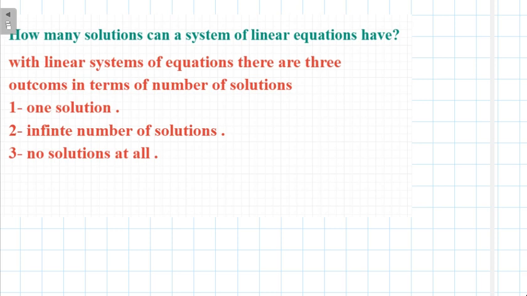So with linear systems of equations, there are three outcomes we have to deal with. First, there is a single solution for the system, only one solution. The second case is that there are an infinite number of solutions for the system of linear equations. Number three is when there are no solutions at all. Let's discuss each case alone and see when and how.